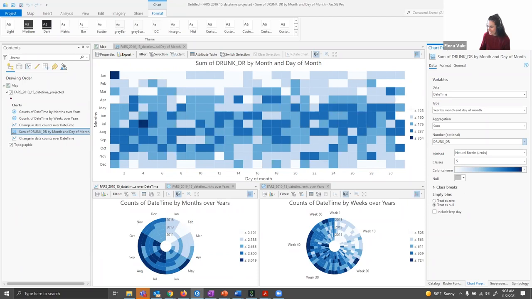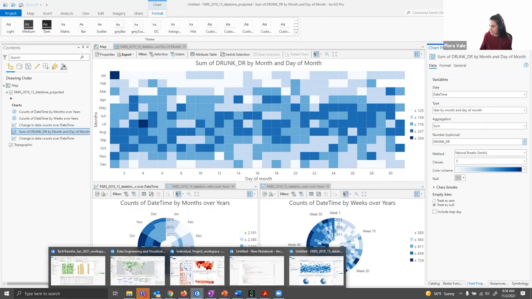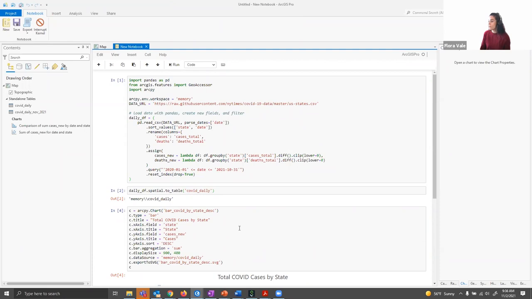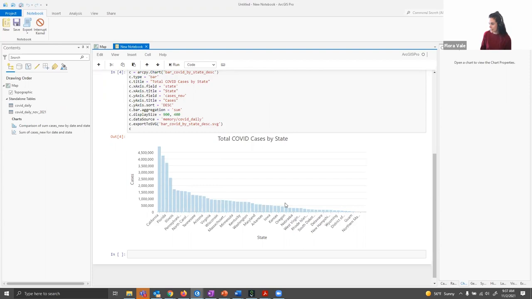And then I know I'm running out of time, but I would like to quickly show you a little bit of COVID data. So through Probe, we can make charts through notebooks now as well. So I pulled in some COVID data from New York Times, and I'm looking at from January 1st of 2020 through this past Halloween, so October 31st, 21. And I printed here just total cases by state.